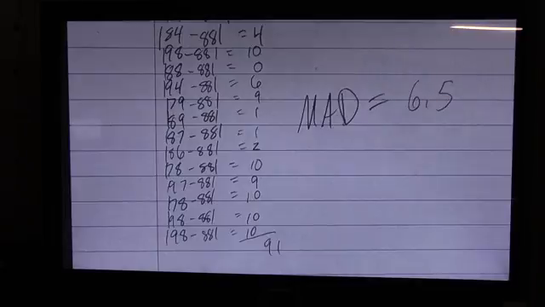All right, so that's one example of a measure of variation, which is mean absolute deviation, and it's not that hard. It's got a lot of steps to it, but you all already know how to find the mean of a set of data. You already know how to do absolute values. You already know how to do this. It's just what steps you do in what order.